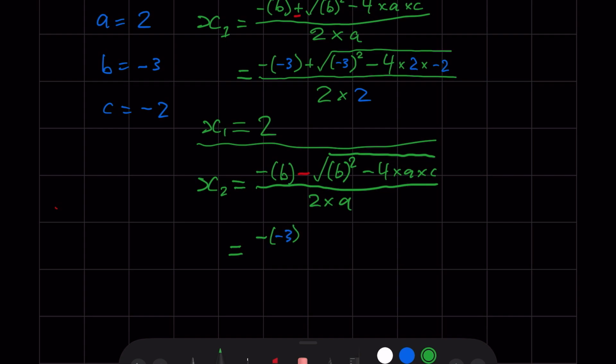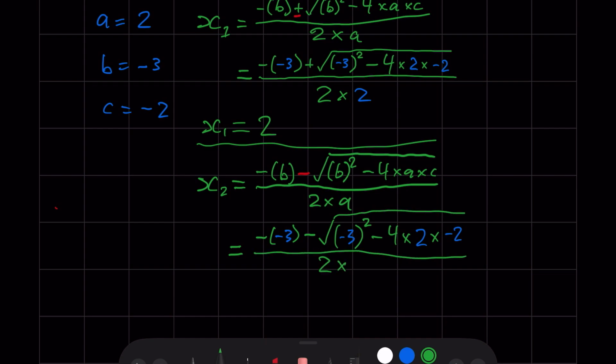So this equals negative, b is equal to negative 3 still, minus, we're doing a minus now, the square root of b, which is negative 3, in brackets, squared, minus 4 times a, which is 2, times c, which is negative 2. So it's still all exactly the same, over 2 times a, which is 2.